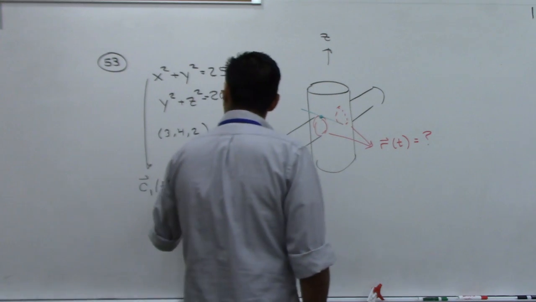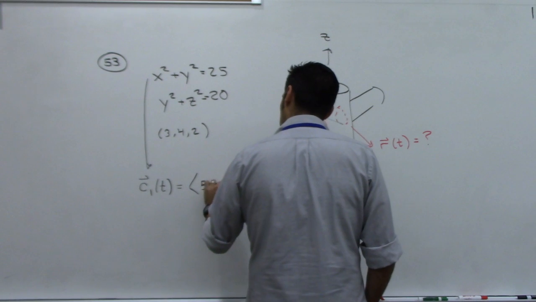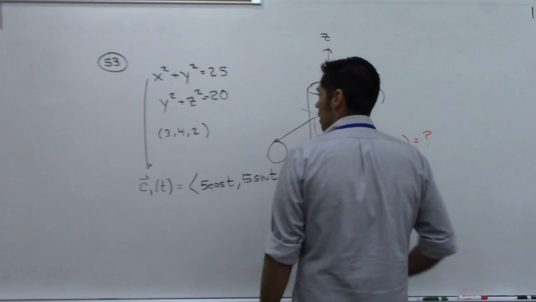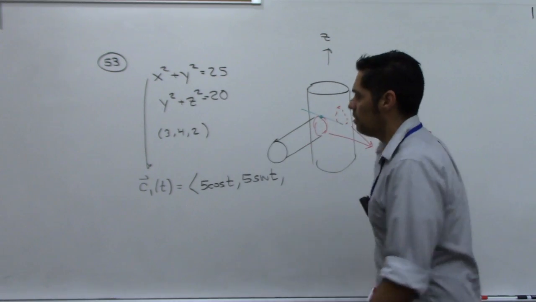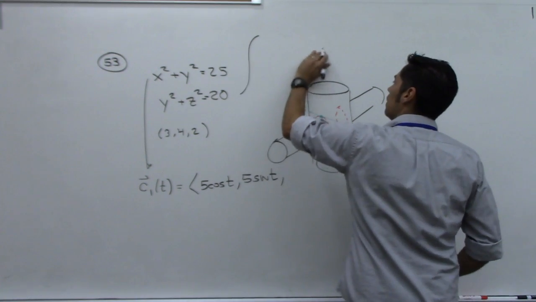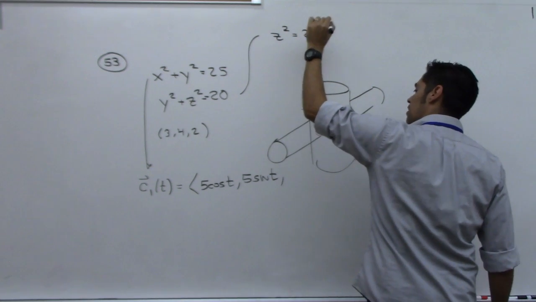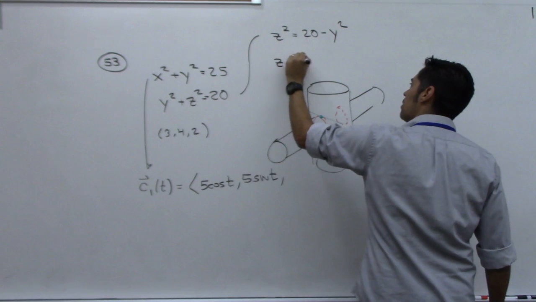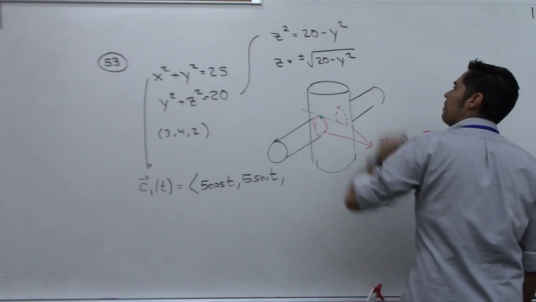And that has, how do I draw a circle radius 5? So 5 cosine t, 5 sine t, right? And the z is free. However, this equation gives us a restriction on z. This tells us that z squared must be equal to 20 minus y squared, which means z must be plus or minus square root 20 minus y squared.